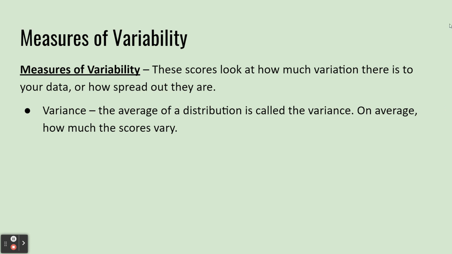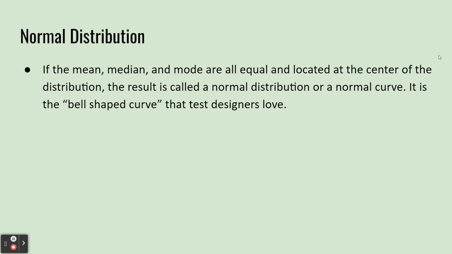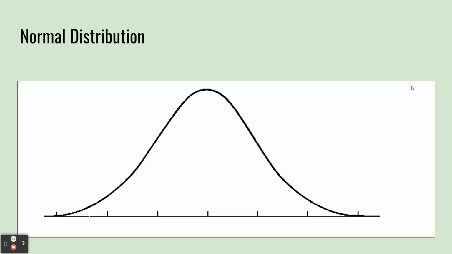Variance is another thing we can talk about. And this is the average of a distribution. So it's on average, how much do the scores vary in a data set? If the mean, median, and mode are all equal and located at the center of the distribution, the result is called a normal distribution or normal curve. It's the bell-shaped curve that test designers love. It looks like this.